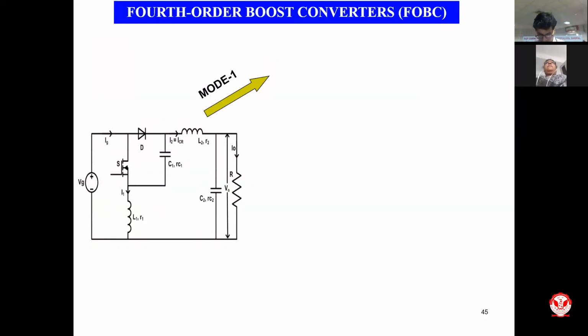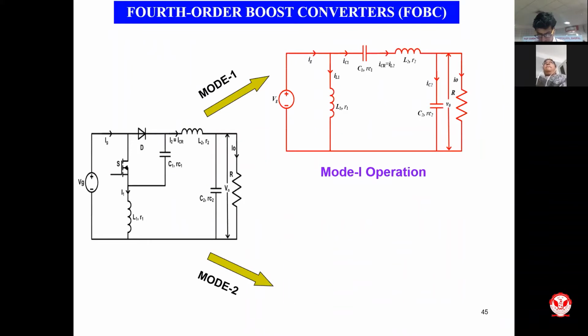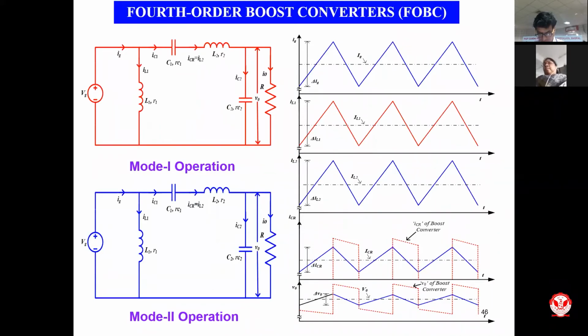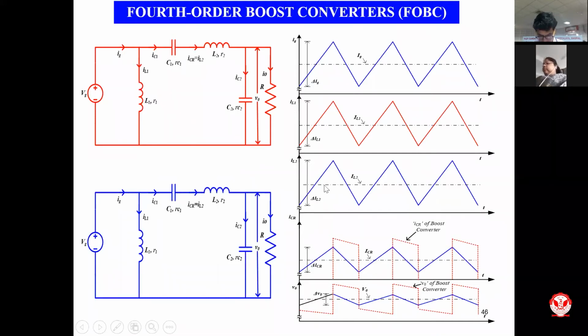So this first converter operates in two modes, mode 1 and mode 2. These are the equivalent circuits which need to be drawn for further analysis. And this is the waveform which is seen, and you see that the source current Ig and the inductor currents are all continuous in nature. Also ICR, because of the presence of this inductor, is continuous in nature, as against the red dotted line which shows the ICR of a conventional boost converter. So this is how you could improve.